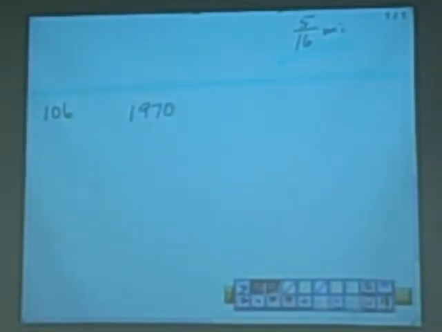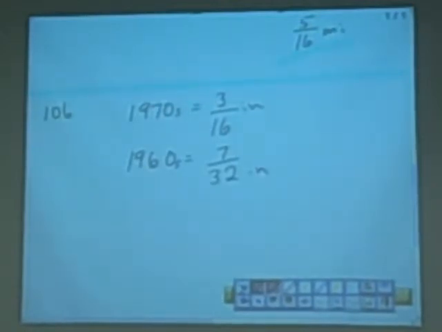For the 1970s, it says 3/16. Make that a little bigger. There. And that's in what units? Inches. And for the 1960s, what was that? 7/32. 7/32 of an inch.